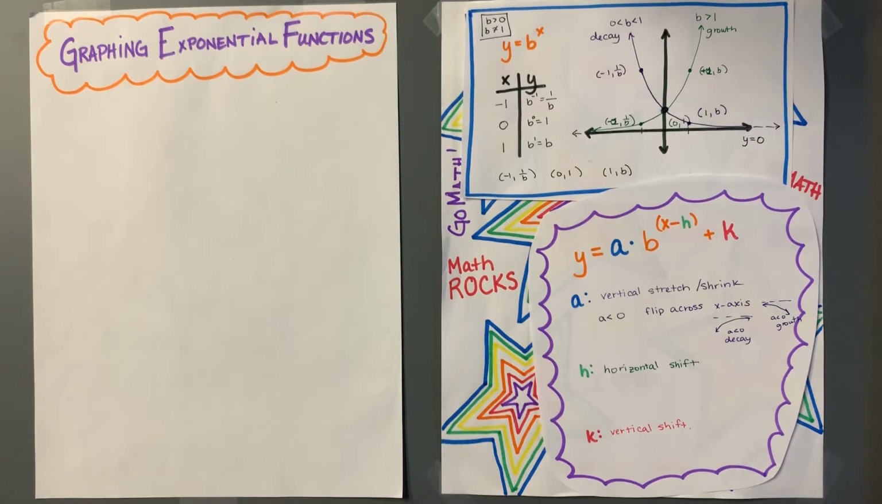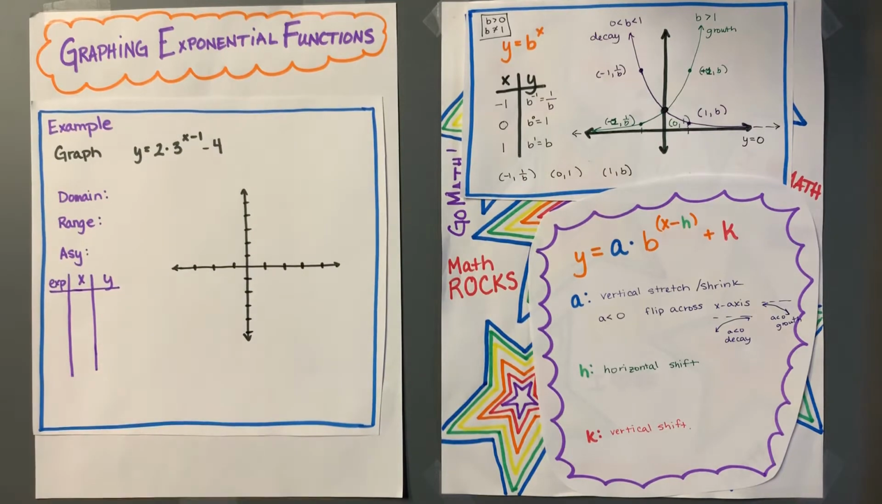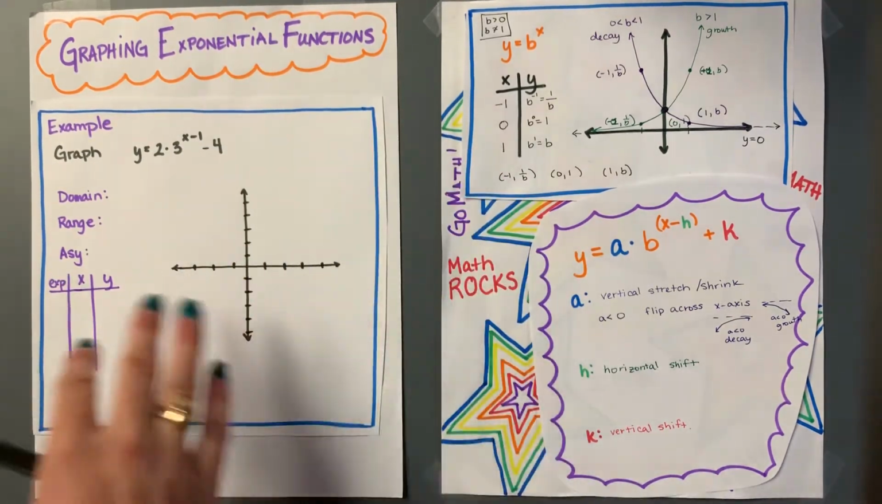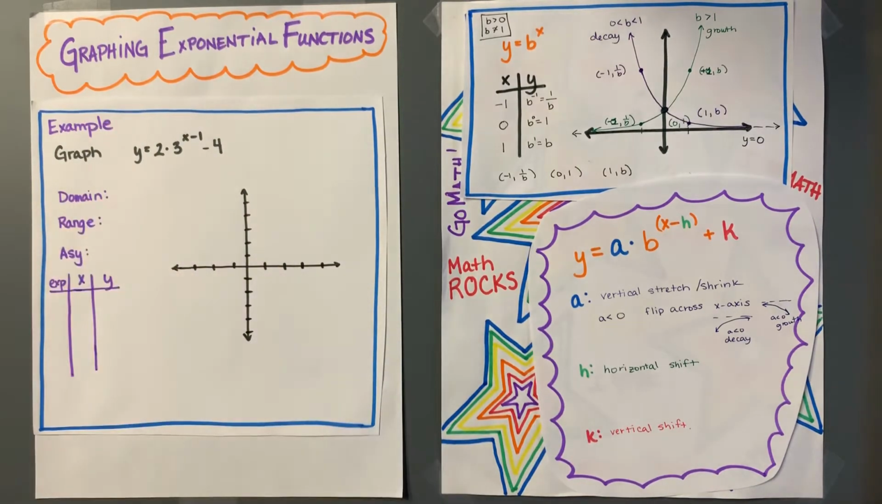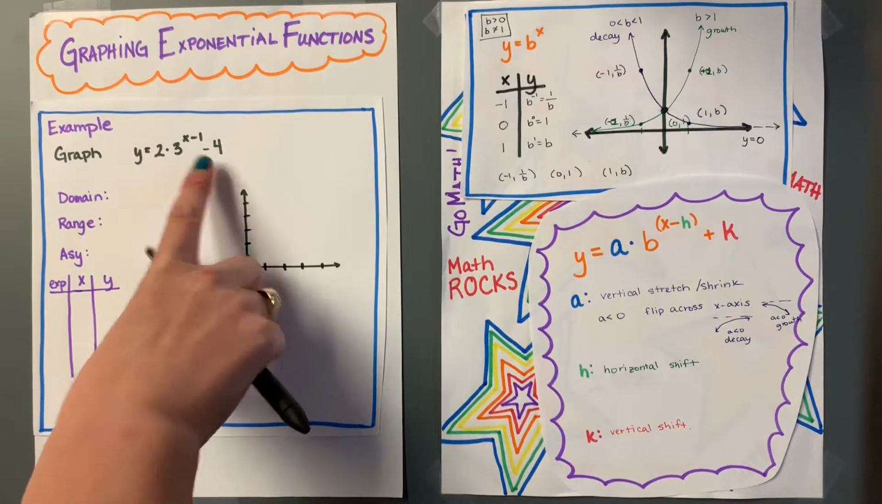Hi, welcome back. In this video, we're continuing to look at graphing exponential functions, and we are going to graph an example. So we have our parent function here and an explanation of our transformations, and we're going to use an actual function. So here we have 2 times 3 raised to the x minus 1 minus 4.